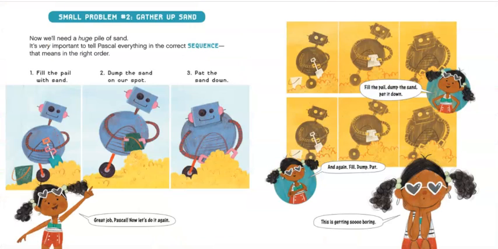Small problem number 2, gather up sand. Now we'll need a huge pile of sand. It's very important to tell Pascal everything in the correct sequence. That means in the right order. Number 1, fill the pail with sand. Number 2, dump the sand on our spot. Number 3, pat the sand down.